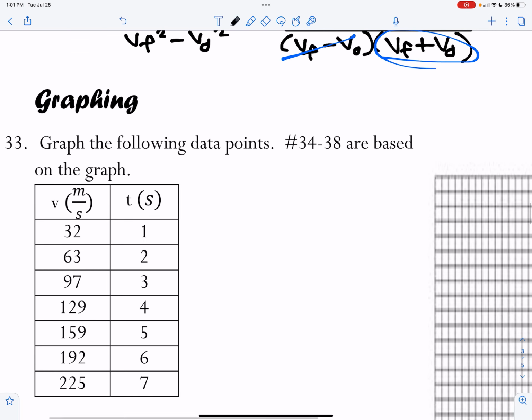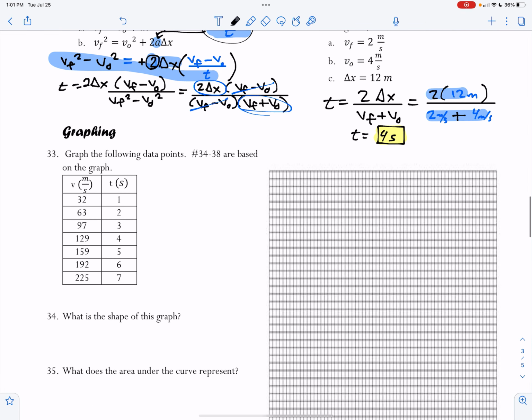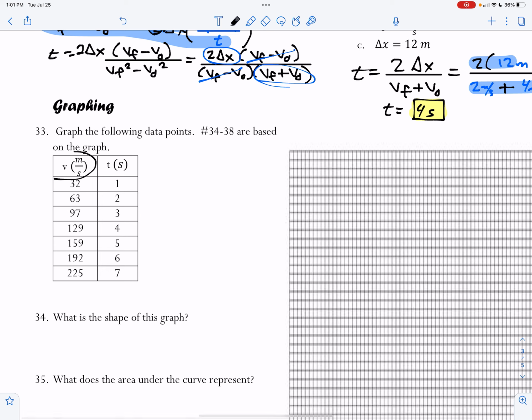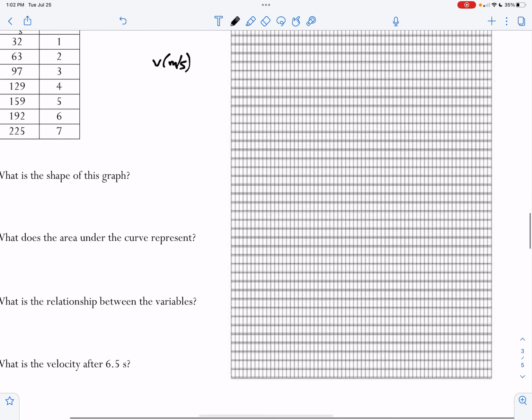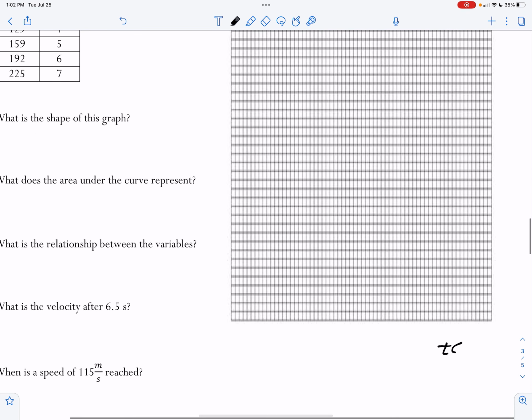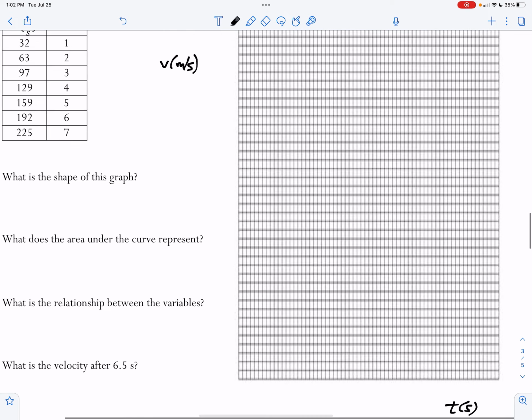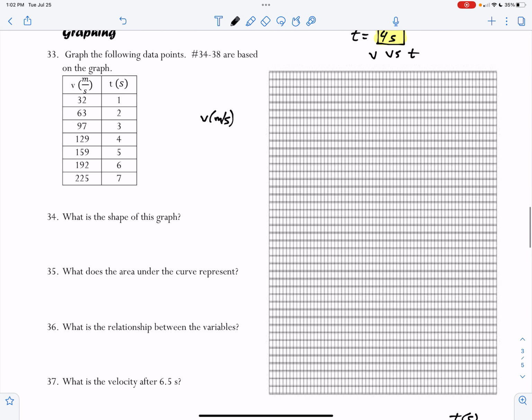The first thing we should do is title and label our axes. So let's actually start there. We're plotting velocity on the y-axis versus time on the x-axis. So our title is going to be velocity versus time. Let's put velocity in meters per second on the y-axis, time in seconds on the x-axis. So the first thing we do is title and label.